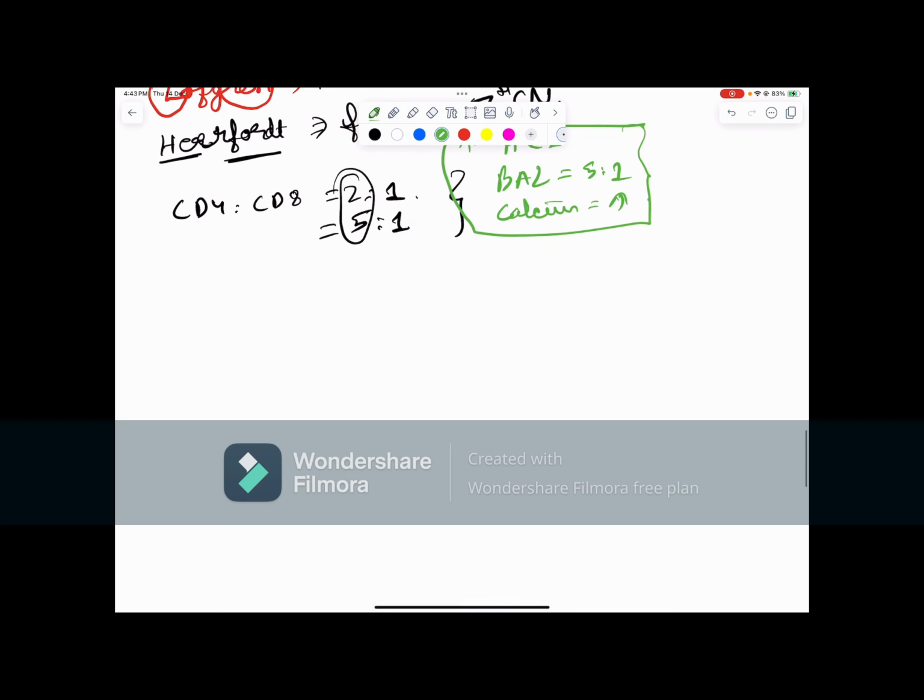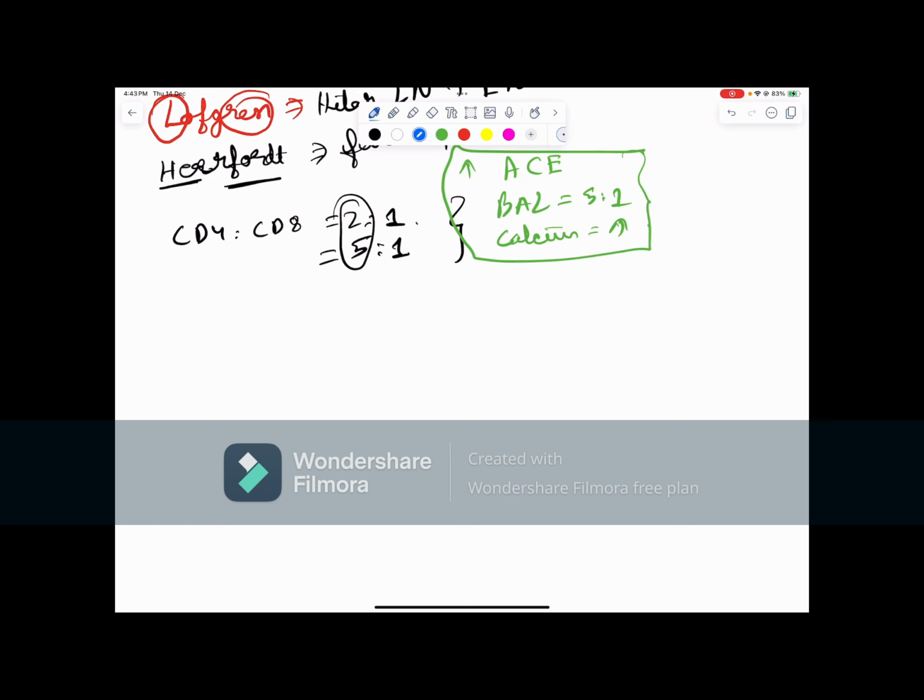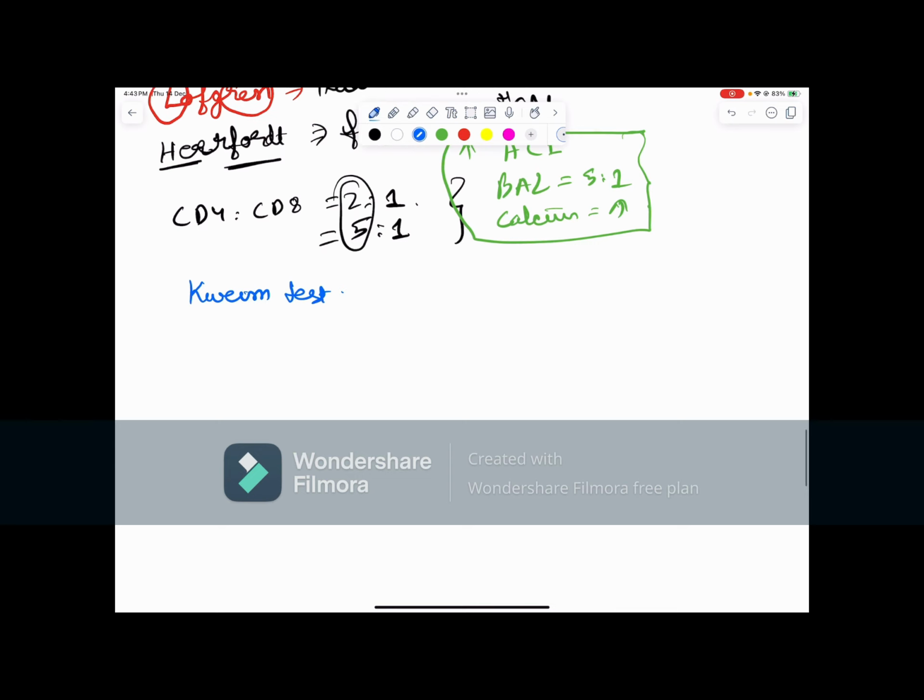And remember separately that there is a Kveim test that is also done here. What is Kveim test if somebody asks? It is a skin test that is used to detect sarcoidosis.